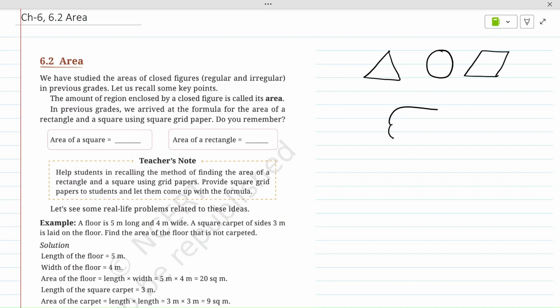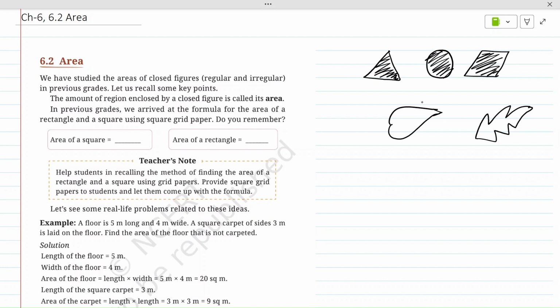I'm taking a leaf also. Let us take a leaf, okay? Or any irregular shape. Let's say I'm taking this shape here. So what is the area? First thing is the shape should be closed. It should be a closed figure. Then area is the region which is enclosed in this figure. So in this closed figure, this particular region is the area, this entire region.